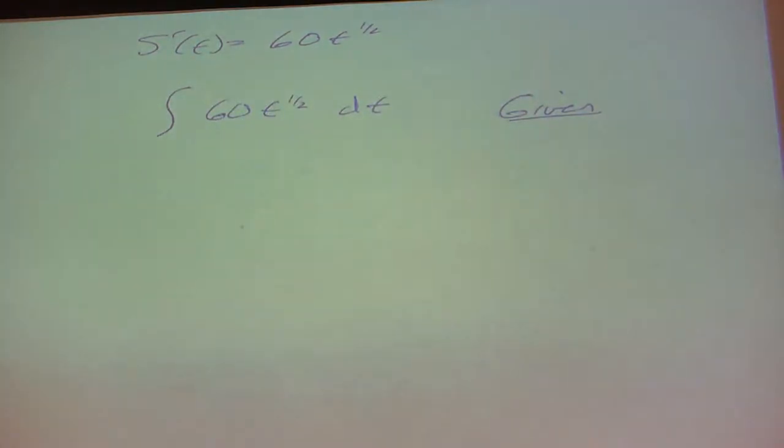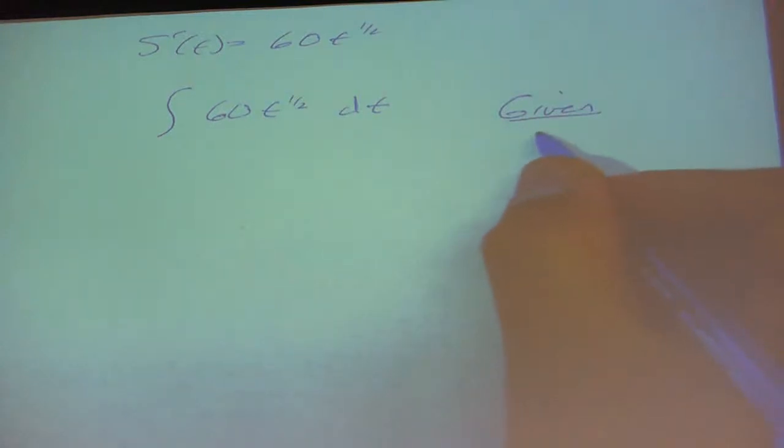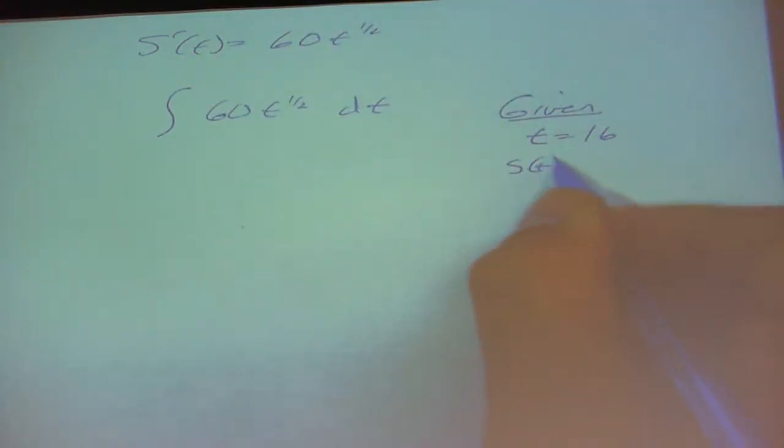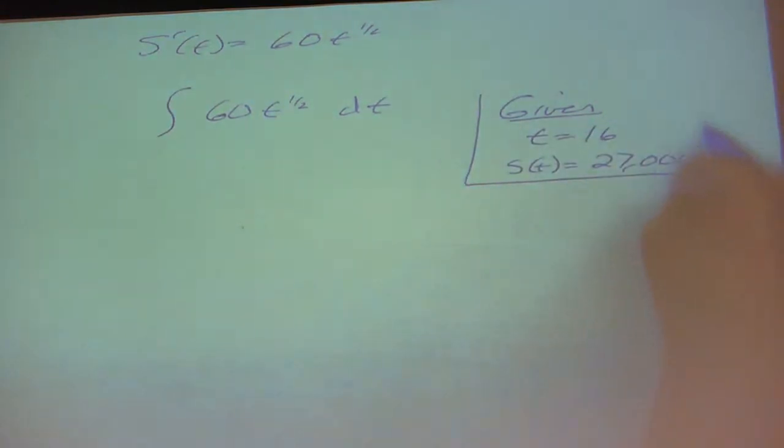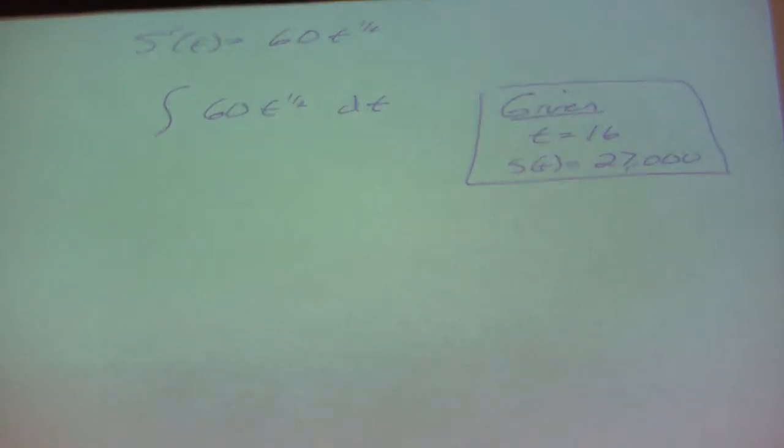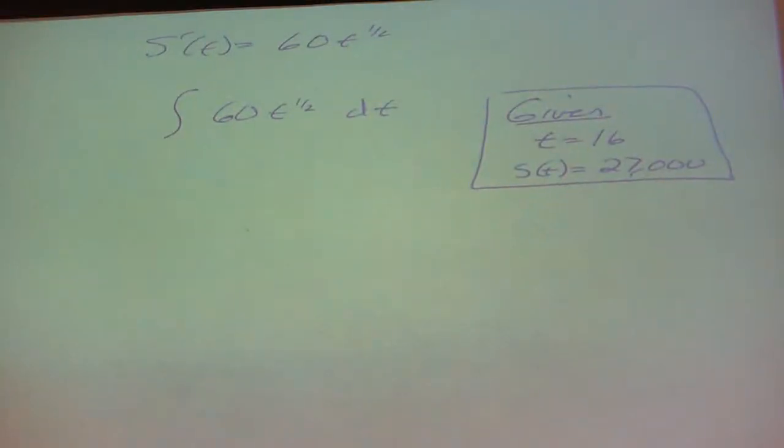So they tell me that when t was 16 days, the total number of listeners was 27,000. So I'm going to use that to find what? C. Then we'll have our equation. Let's just stop there, and then we'll do the next part together. But let's stop there and see how you do.